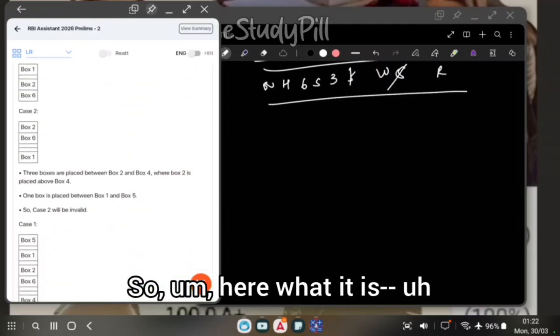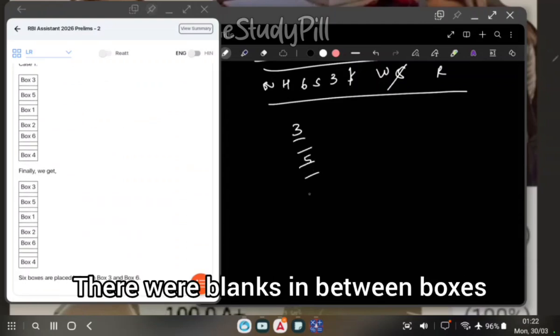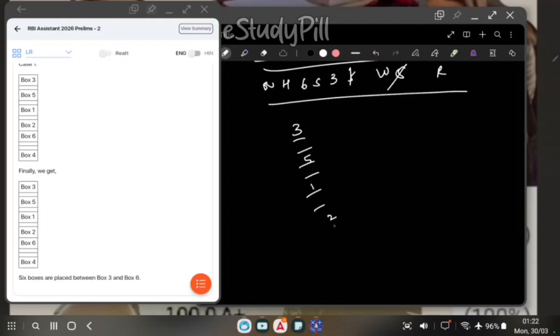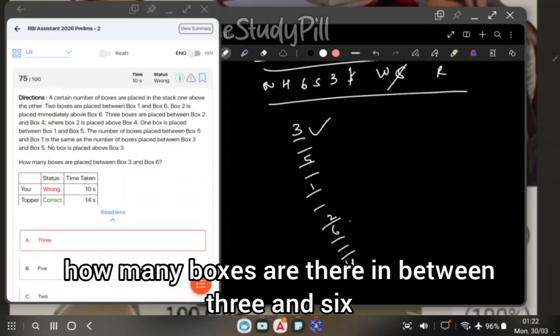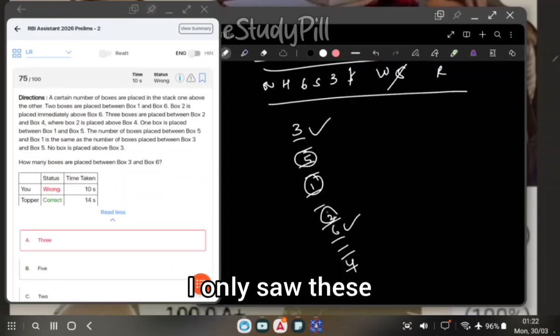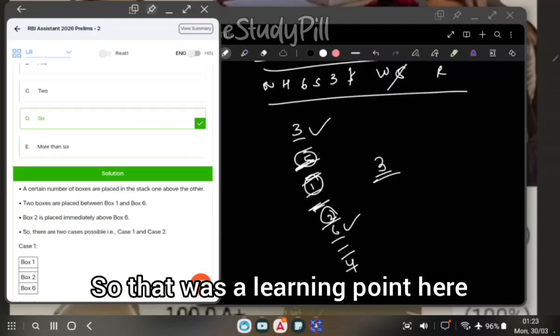So here what I have observed is, there were boxes like this. Okay, there were blanks in between boxes. So when they asked how many boxes are there in between 3 and 6, I only saw these and I answered 3. But we were supposed to count these empty boxes as well. So that was the learning point here.